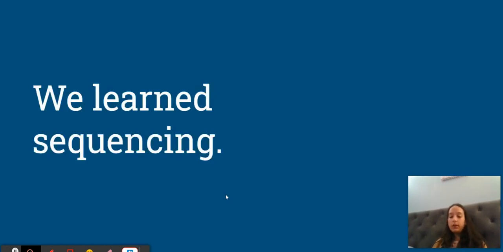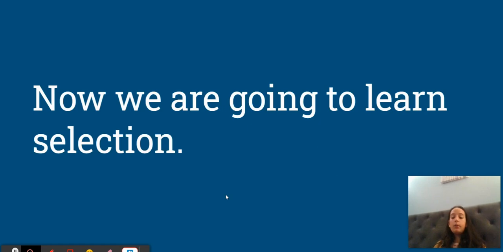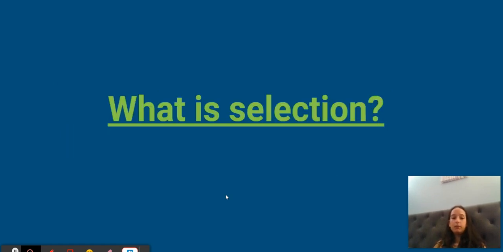So last time we learned sequencing, which is the most important thing you need when developing any algorithm. So sequencing is following a set of events, one, two, three. Think of it like a recipe. So now we're going to learn about selection, which is the next step in developing an algorithm.